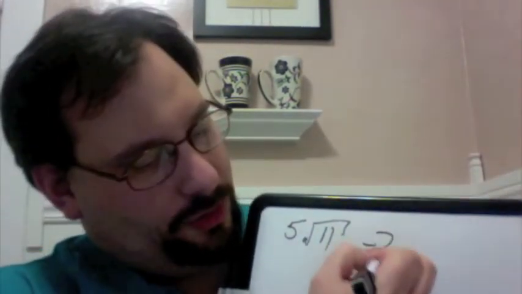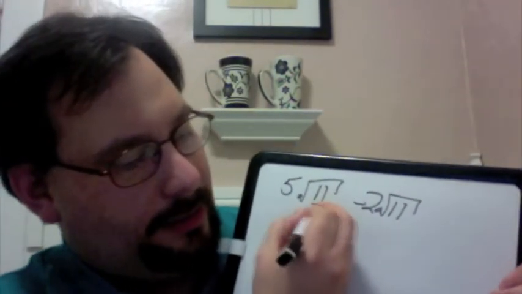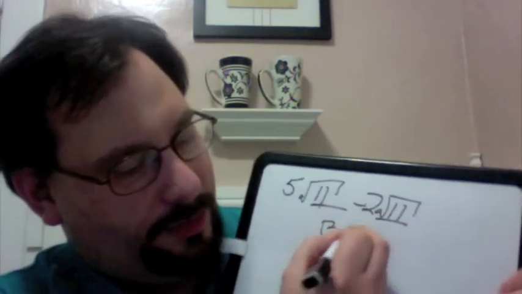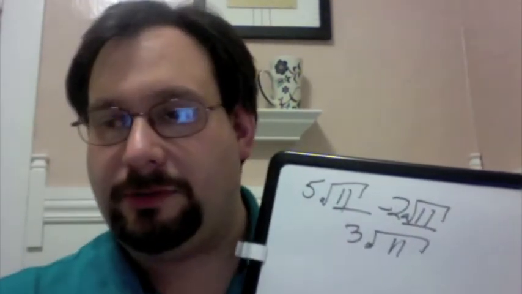When you deal with roots, you have to have the same number, including number and variable, underneath that root to combine them with addition and subtraction. If you don't have the same underneath, you cannot add them together. So, to give an example, let's say 5 square root of 11 minus 2 square root of 11. We can just combine them because under the square root is the same: 3 square root of 11.